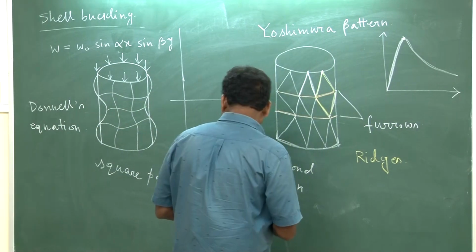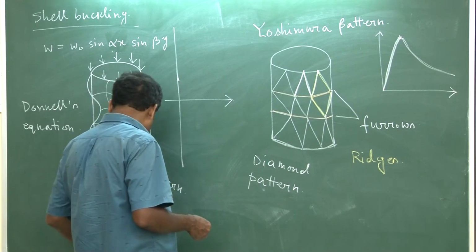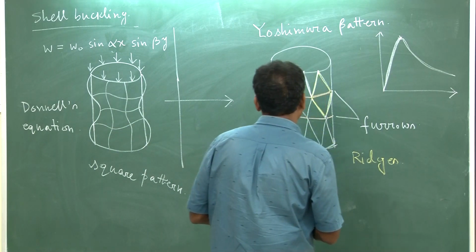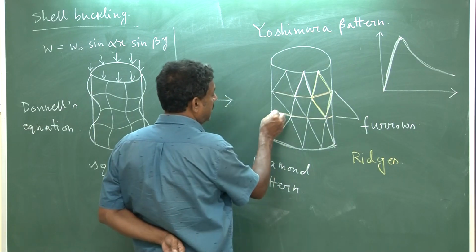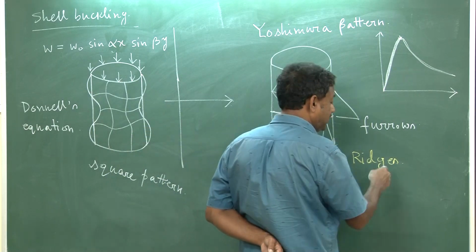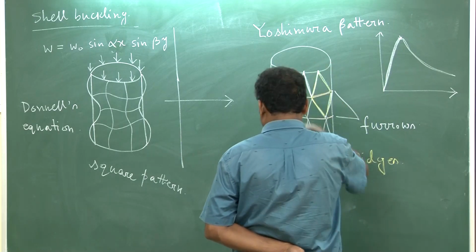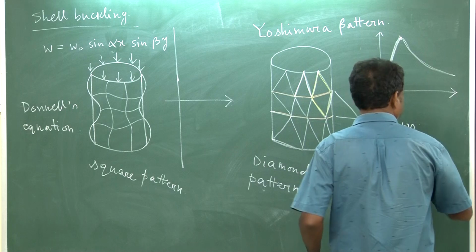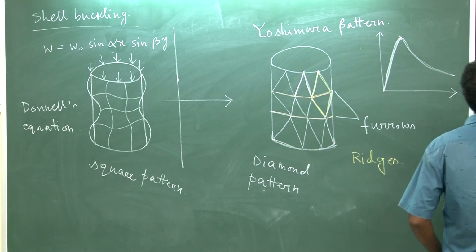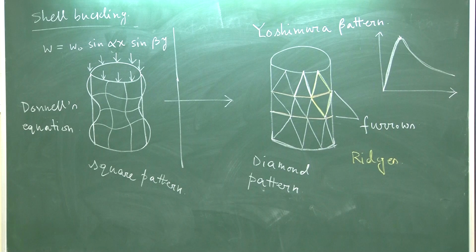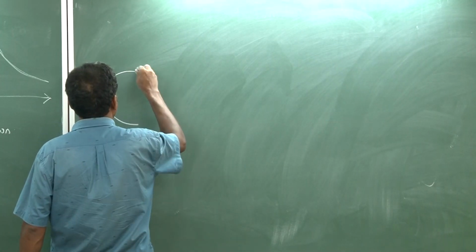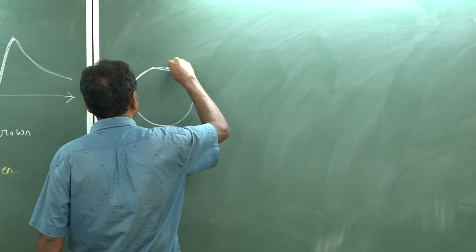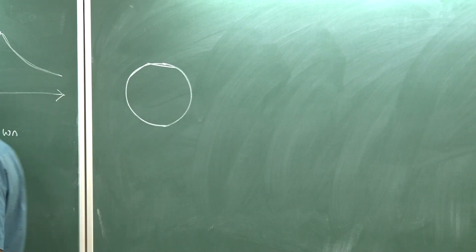The furrows and ridges are forming. Let me tell you what happened initially. If you consider one circumference here, this circular shape, the furrows will essentially look like this.